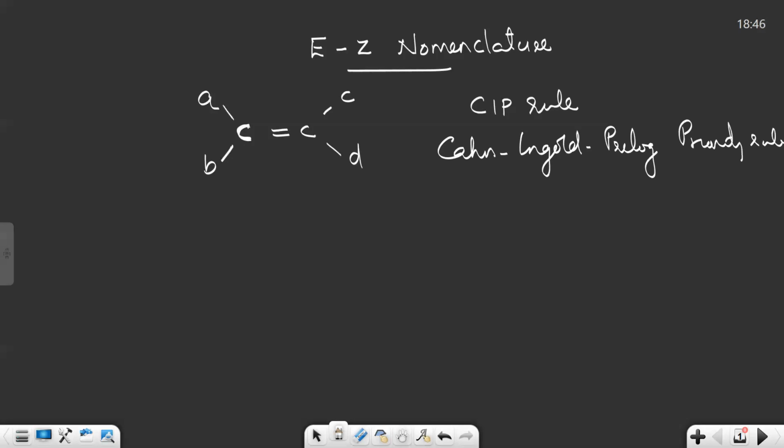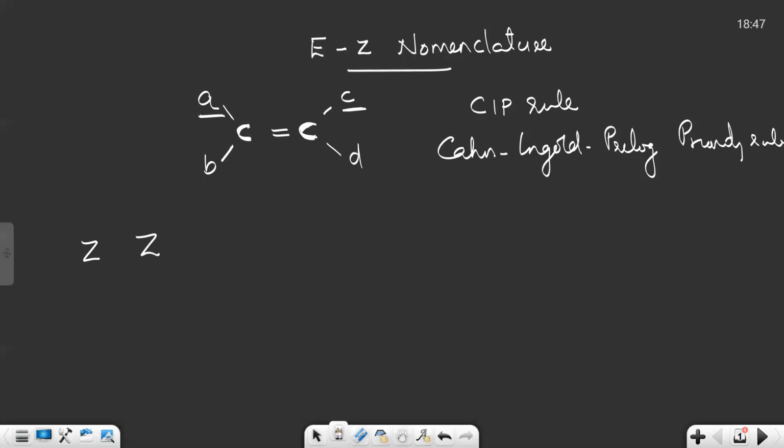Okay, let A be the highest priority group for the time being. Now we need to move to the second carbon, which is attached to C and D, two different groups. Among these, which one is the highest priority group? Consider C as our highest priority group here. Now A is the highest priority on the left side carbon, and C is the highest priority group on the right side carbon, and they are on the same side. Then this particular compound is called a Z isomer.